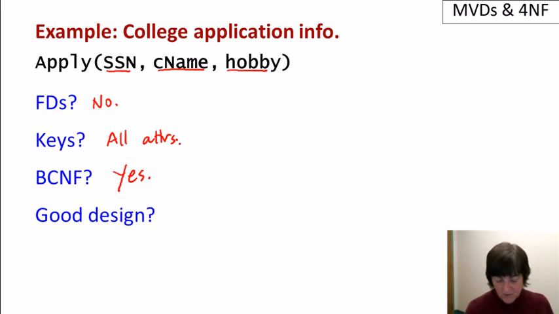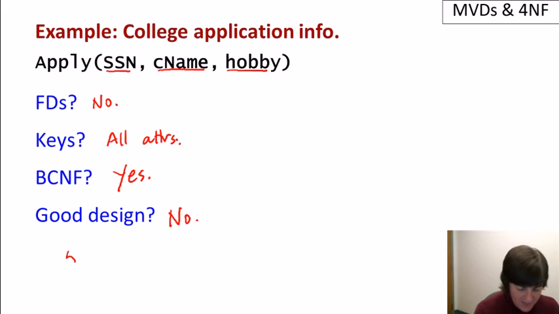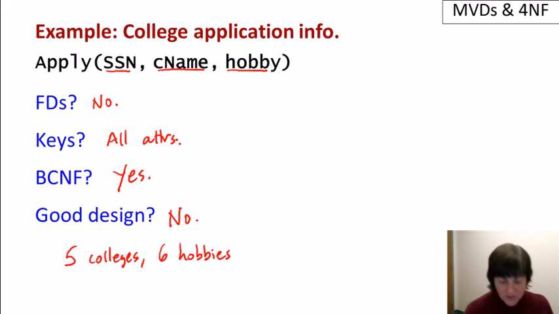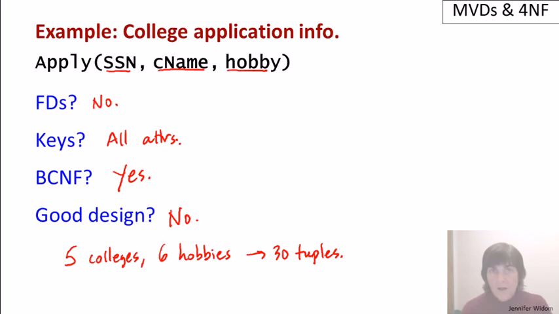On the other hand, do we think this is a good design? I'm going to say no, this is not a good design. Why not? Well, let's suppose that somebody applies to 5 colleges and they have, say, 6 hobbies. Then to have all combinations of colleges and hobbies, that would yield 30 tuples in the relation, and clearly that's not a good idea. We'd rather separate the colleges and hobbies if they are independent. So the separation of independent facts is what fourth normal form is about.